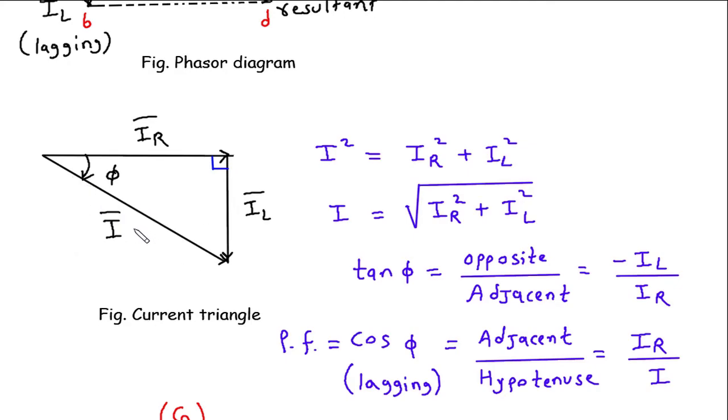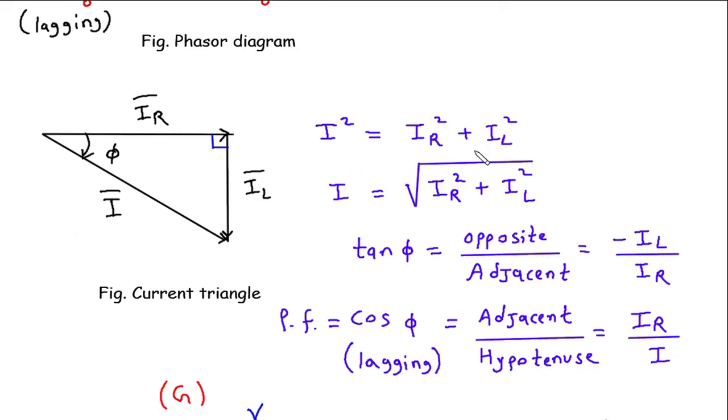be total current. Now if we apply Pythagoras theorem to this right angle triangle, then hypotenuse square is equal to opposite side square plus adjacent side square. So here this will be I square is equal to IR square plus IL square. So from this, I is equal to under root of IR square plus IL square.